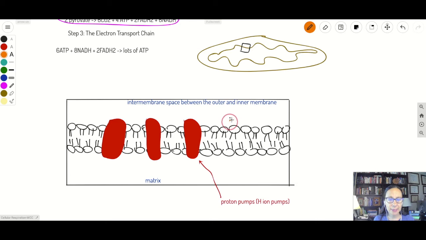Okay. And then all the way to the right, we're going to have another integral protein that is called ATP synthase. Okay. And this is an enzyme. And I'm going to draw it like this. This is like a very large enzyme. Let me color that in.